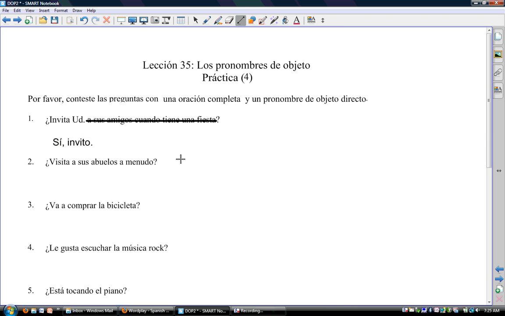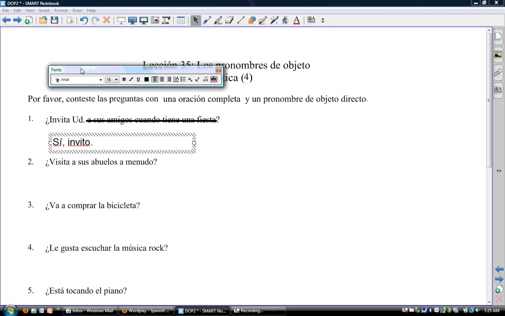That whole thing is coming out, just like we did in the previous activity. So you're saying, yes, I invite them. Now I've crossed it out, so you might not be able to see it, but if you look at amigos, that ends with os. That tells you it's masculine plural. So we use los. And notice how I put it before, since we didn't have one of those endings I just talked about. Just to do a couple more examples here.